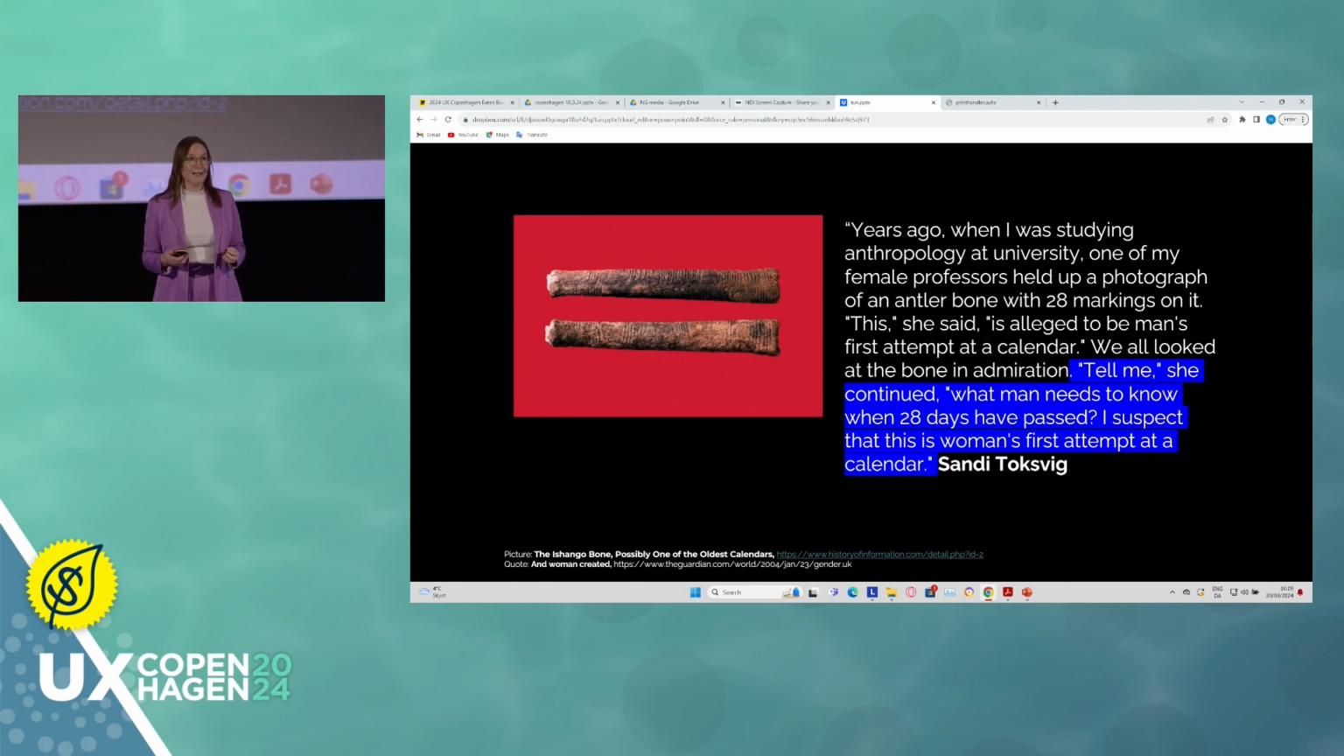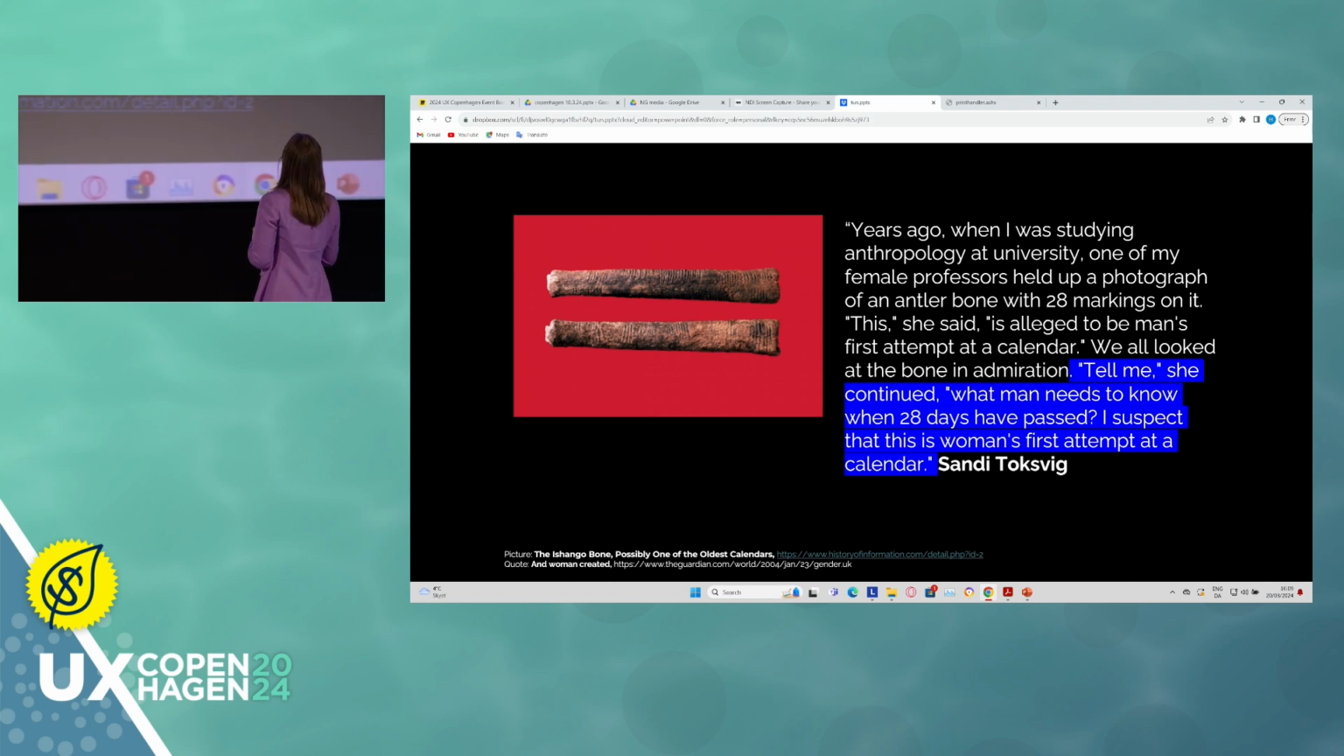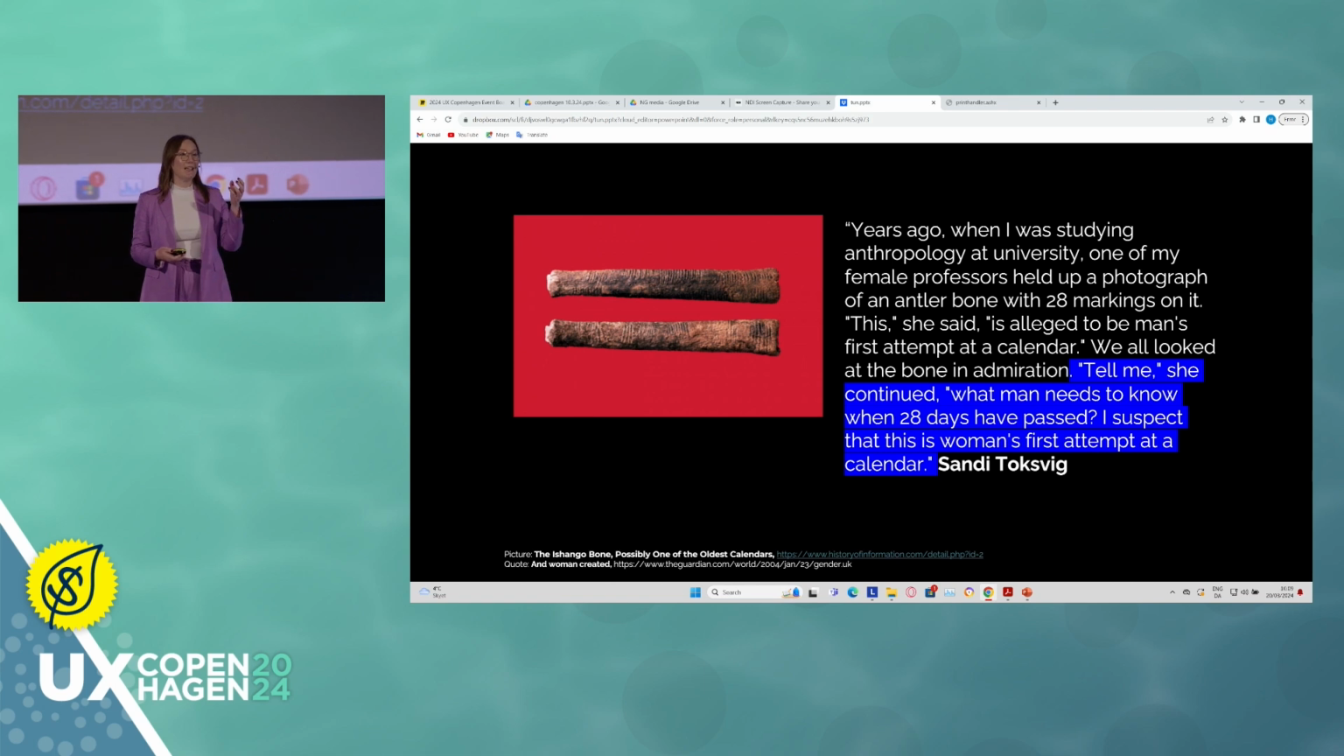Sandy Toksvig has this beautiful quote that she shared about her experience at university with her anthropology professor, where she says, "Tell me, what man needs to know when 28 days have passed? I suspect that this is woman's first calendar." So fundamental is understanding our own menstruation and fertility that potentially the human ability to even mark time came from there. And yet, we see companies forgetting to design these types of features that women want and need.